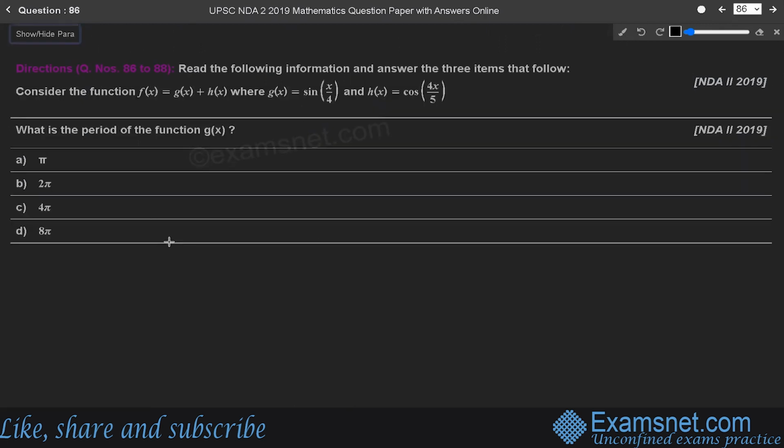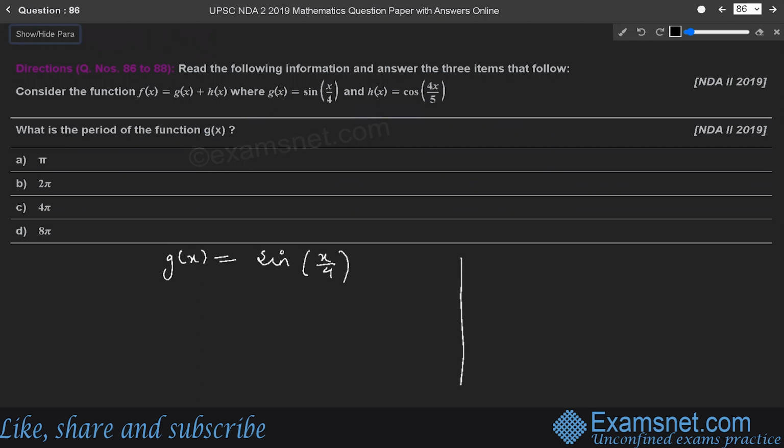Next question has the directions. Read the following information and answer the 3 items that follow. So the directions are: consider the function f of x equal to g of x plus h of x, where g of x is equal to sine x by 4 and h of x is equal to cos 4x by 5. So the first part is, what is the period of the function g of x? The function given is g of x equal to sine x by 4.